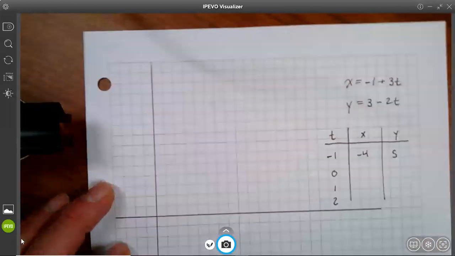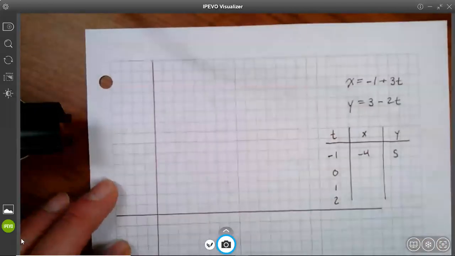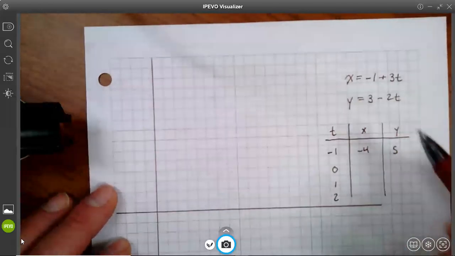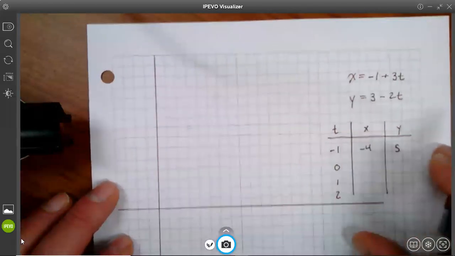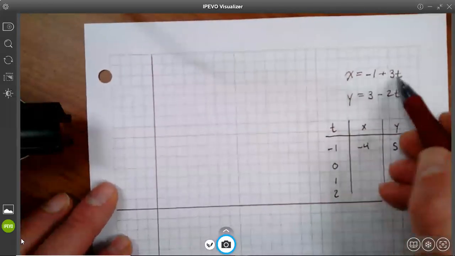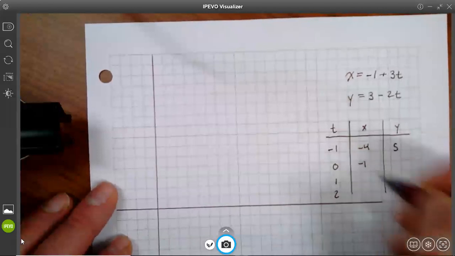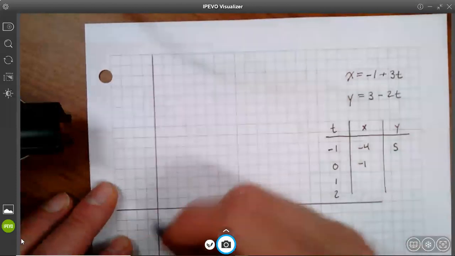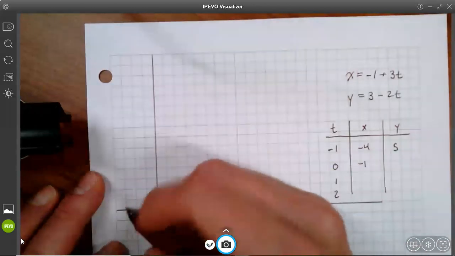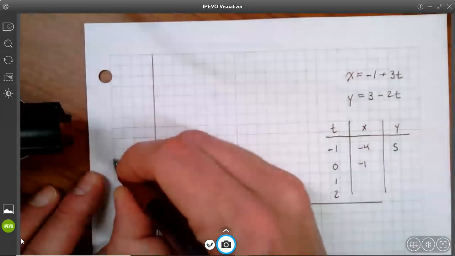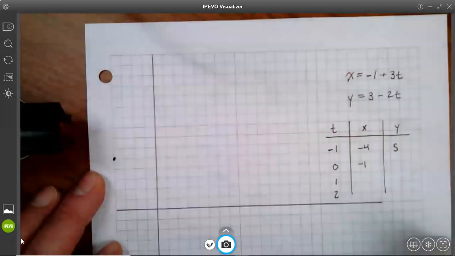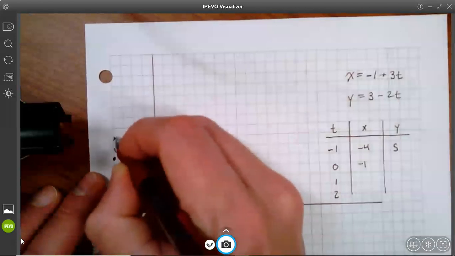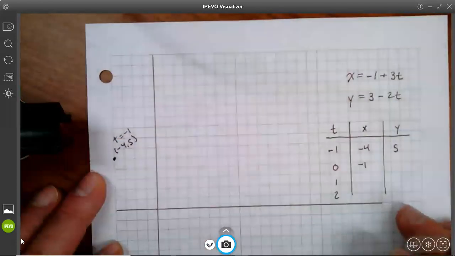If you're not real good with doing that kind of math in your head, I'd recommend you just punch it into a calculator. You can just punch it in as 3 minus 2, and then in parentheses put in -1. That'll do all the work for you. 0, that's an easy one. 3 times 0 is 0, leaving us with -1. And here, let's go plot this point first. -4, 5. So that's 1, 2, 3, 4, 1, 2, 3, 4, 5. So there's our first point right there. I'll label it -4, 5, t equals -1.